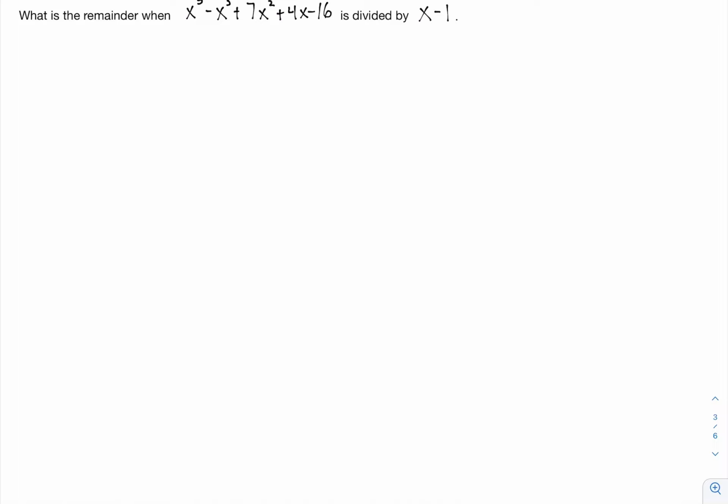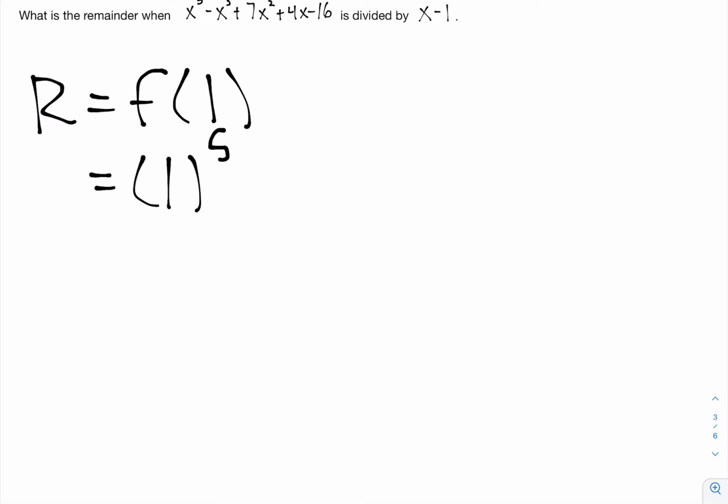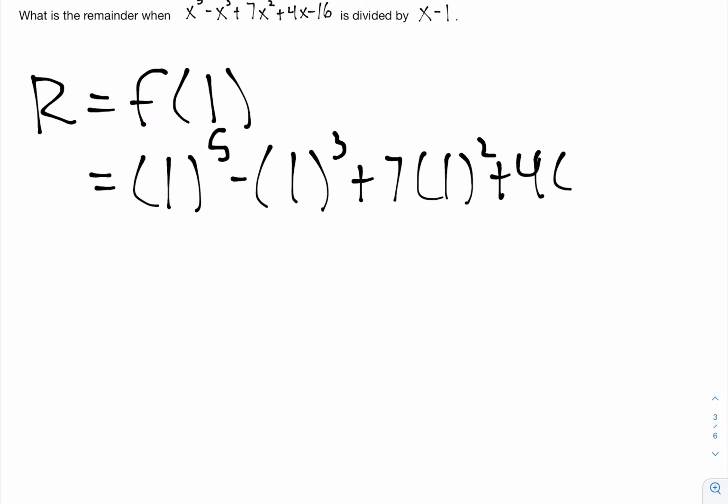Okay, so x minus 1, right? If we're dividing by x minus 1, then that means that the remainder r is going to be equal to the function evaluated when x is equal to positive 1. Because remember, we have to flip the sign of whatever we're dividing by. So f of positive 1, that's just going to be positive 1 wherever we see x. So positive 1 to the 5th minus positive 1 to the 3rd plus 7 times positive 1 squared plus 4 times positive 1 minus 16.